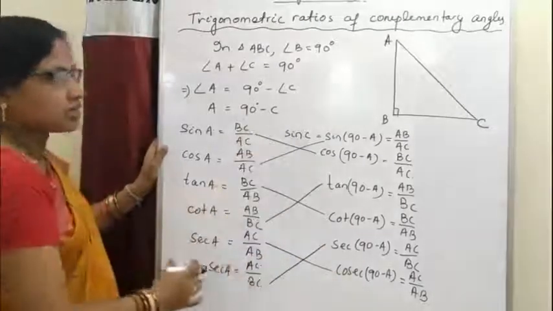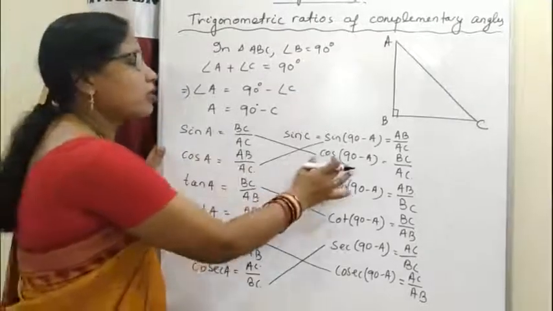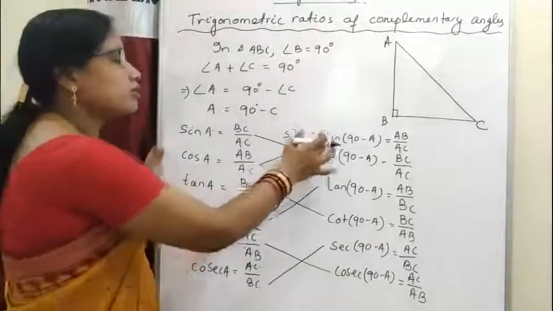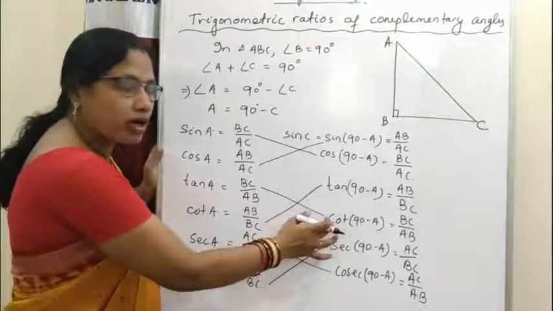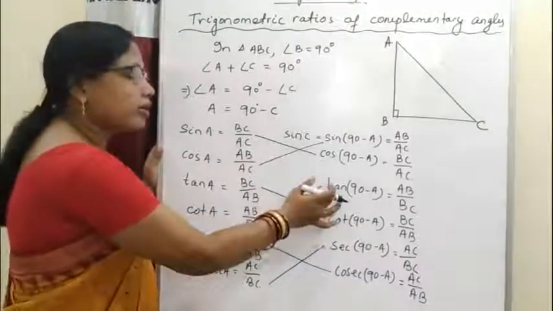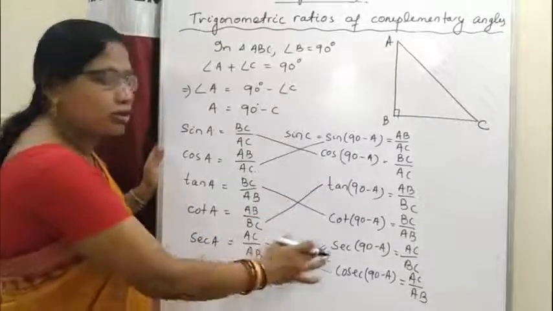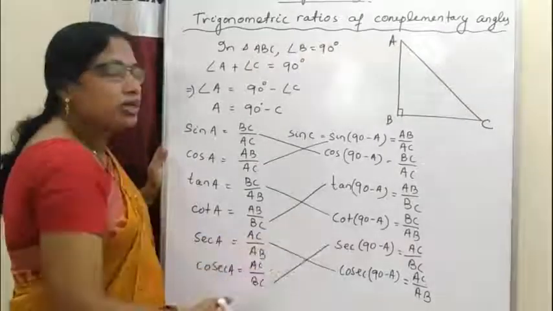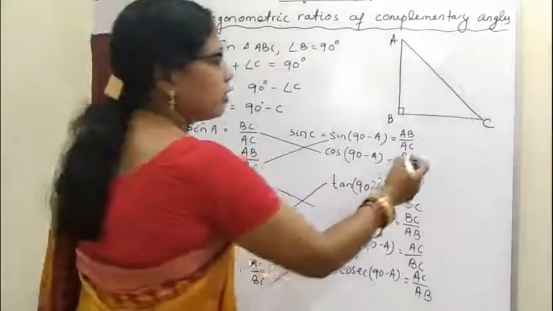So from this we conclude that sin A is equal to cos 90 minus A and cos A is equal to sin 90 minus A. Tan A is equal to cot 90 minus A. Then cot A is equal to tan 90 minus A. Similarly, sec A is equal to cosec 90 minus A and cosec A is equal to sec 90 minus A. So we can conclude here.